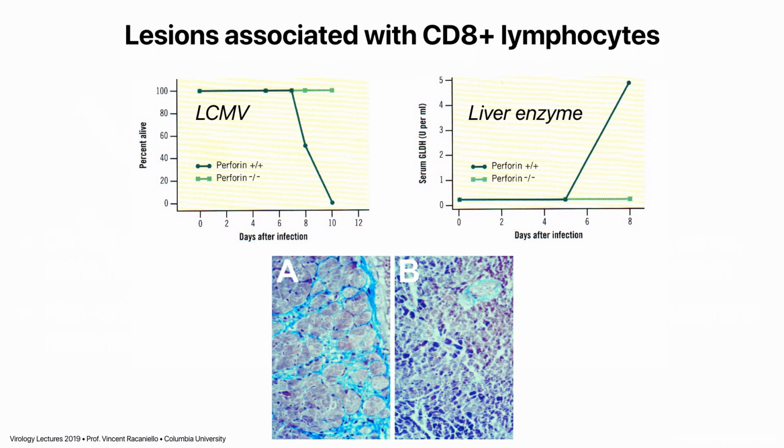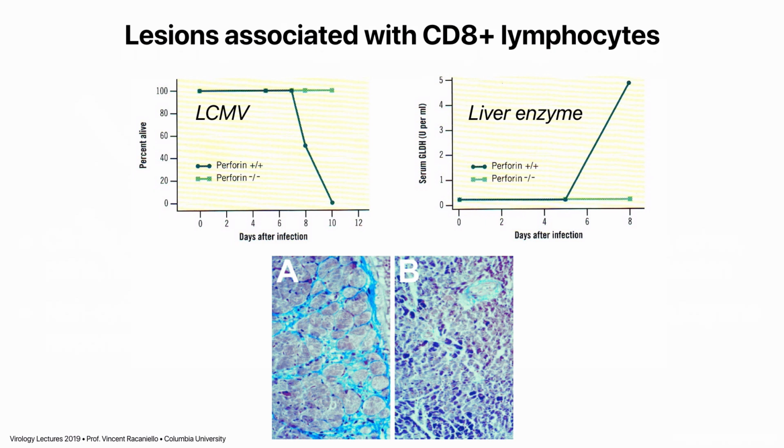This is the same virus, which is now infecting the heart. And so that's what's shown on the bottom. Top left, we're looking at survival after infection with wild-type mice and with mice lacking the gene for perforin. Perforin is one of the pores that the CD8 CTLs insert into the target cell to kill it. So we can take the perforin gene out of the mouse. Look, these mice survive LCMV infection.